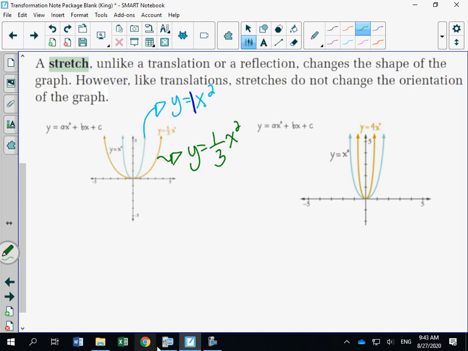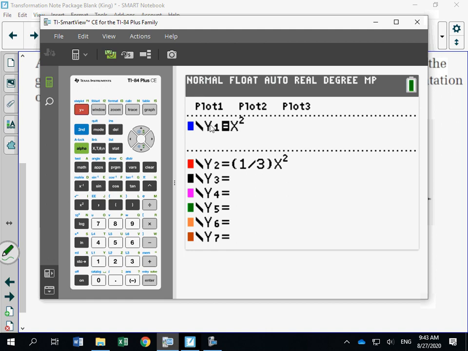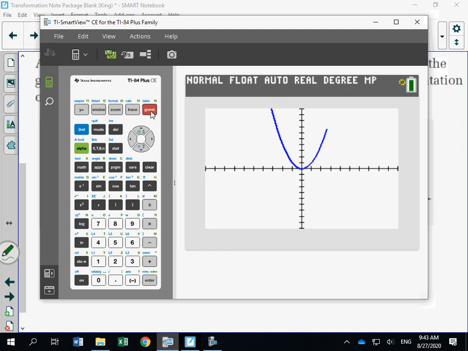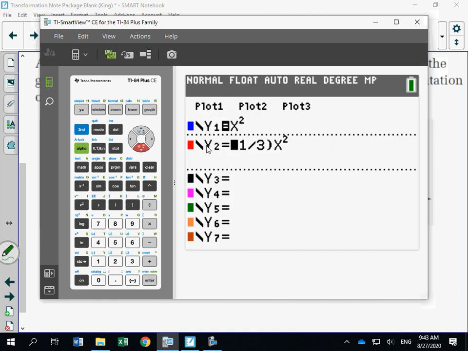So in 20-1, we would have taken out our calculators and punched in x squared. You would have graphed this. Here's your parabola for y is equal to x squared. Then I would say, okay, now let's graph y is equal to 1/3 x squared, and let's see what the graph looks like if we're changing our a value from a 1 to a 1/3.